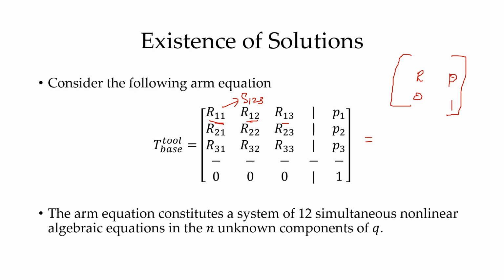By comparing these two matrices we can get 9 equations from the rotation matrix itself. This is equal to some value, this is equal to some value, and similarly we will get 9 equations. Similarly, for the 3 components of the position coordinates we will get 3 additional equations. So basically we are getting 12 simultaneous nonlinear equations.